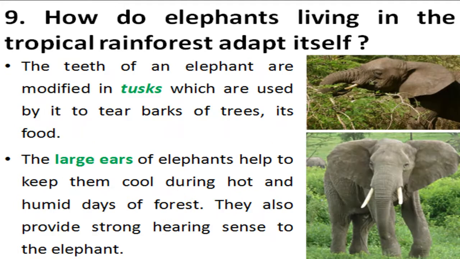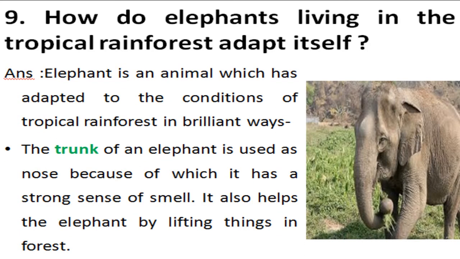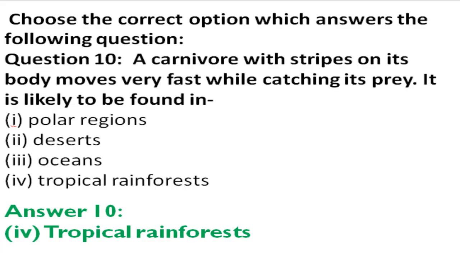Next point is the teeth of the elephant are modified into tusks, which are used by it to tear the barks of trees, its food. The large ears of elephants help to keep them cool during hot and humid days of the forest. They also provide a strong sense of hearing to the elephant. So these are the characteristics that are there in the elephant. That is why it is adapted to live in the tropical rainforest.